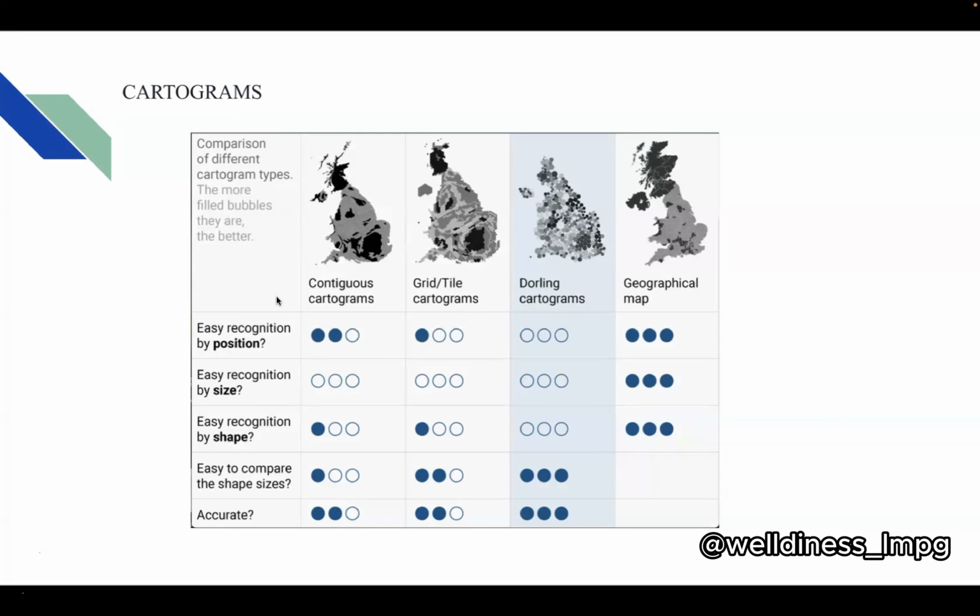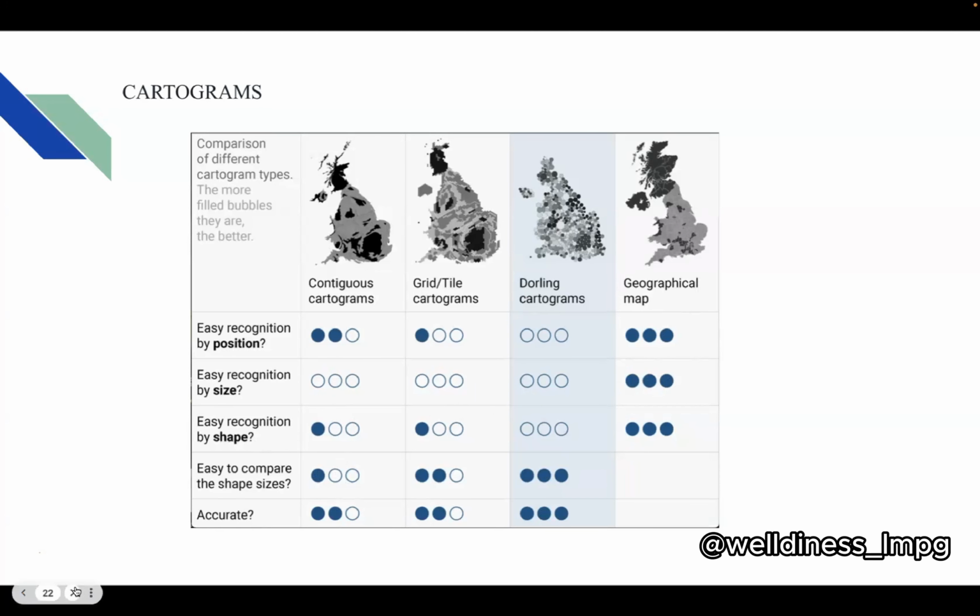If you look at all of this, let's look at their characteristics. When it comes to easy recognition by position, this one has 2 bars, this one has 1 bar, and this one is very hard, so no bar is there at all. The geographical map has 3 bars because everything is clear and well itemized. For easy recognition by size, this is empty, this is empty, and the geographical map is filled with 3 bars. You can just look at the rest. Now, for accuracy, this is close, this is also close, but this is very close because everything is duly itemized with circles for whatever you're representing.